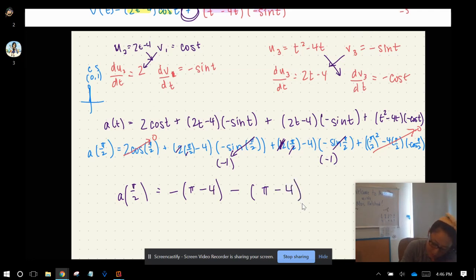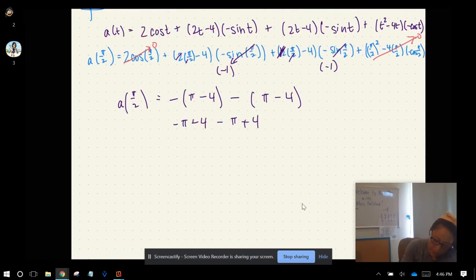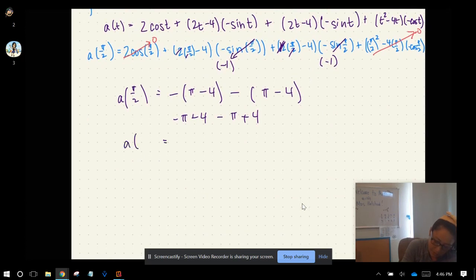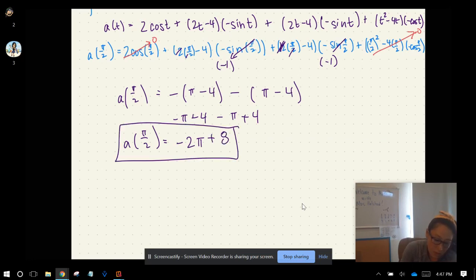All right, we're almost done. Let's distribute. So negative pi plus 4 minus pi plus 4 gives us an acceleration at pi over 2 of negative 2 pi plus 8. And our units were not defined, so we're good. And that is it.